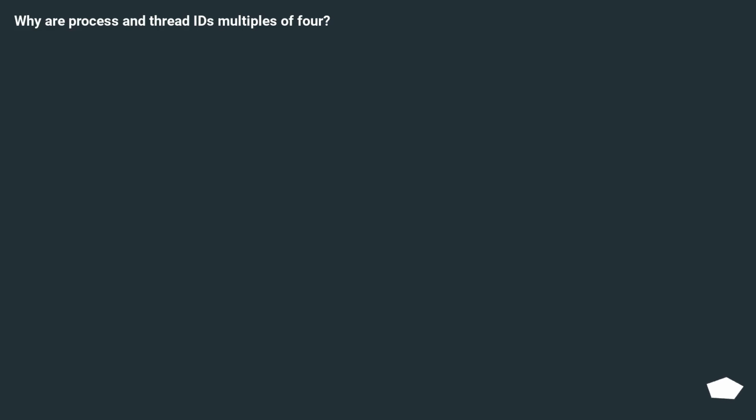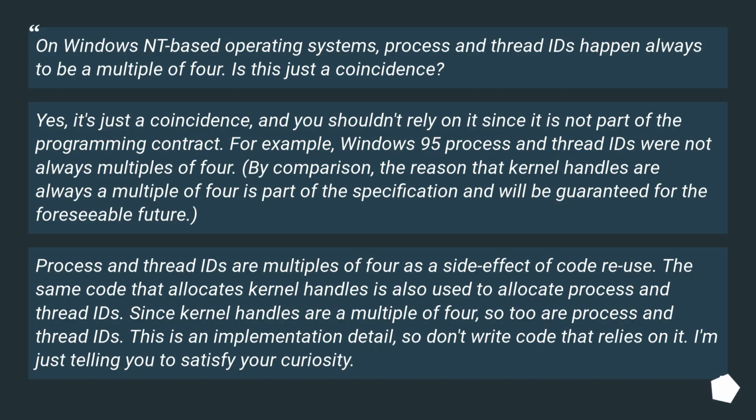Why are process and thread IDs multiples of 4? On Windows NT-based operating systems, process and thread IDs happen always to be a multiple of 4. Is this just a coincidence? Yes, it's just a coincidence, and you shouldn't rely on it since it is not part of the programming contract. For example, Windows 95 process and thread IDs were not always multiples of 4.